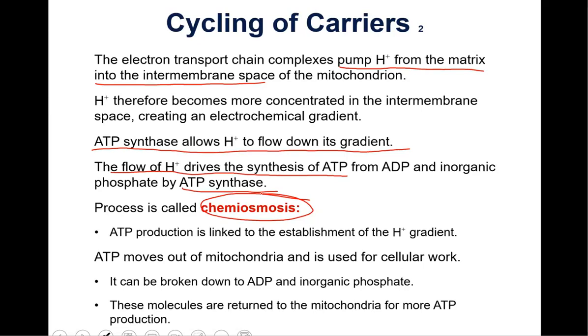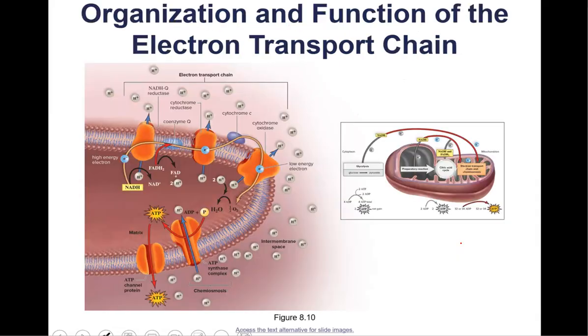The chemiosmosis part is the formation of the hydrogen ion gradient. So chemiosmosis is the part where the hydrogen ions are pumped out and then they diffuse back in. That's the chemiosmosis part. It would be osmosis if it were the diffusion of water, but we call it chemiosmosis because it's the diffusion of a different chemical besides water. It's the diffusion of hydrogen ions.